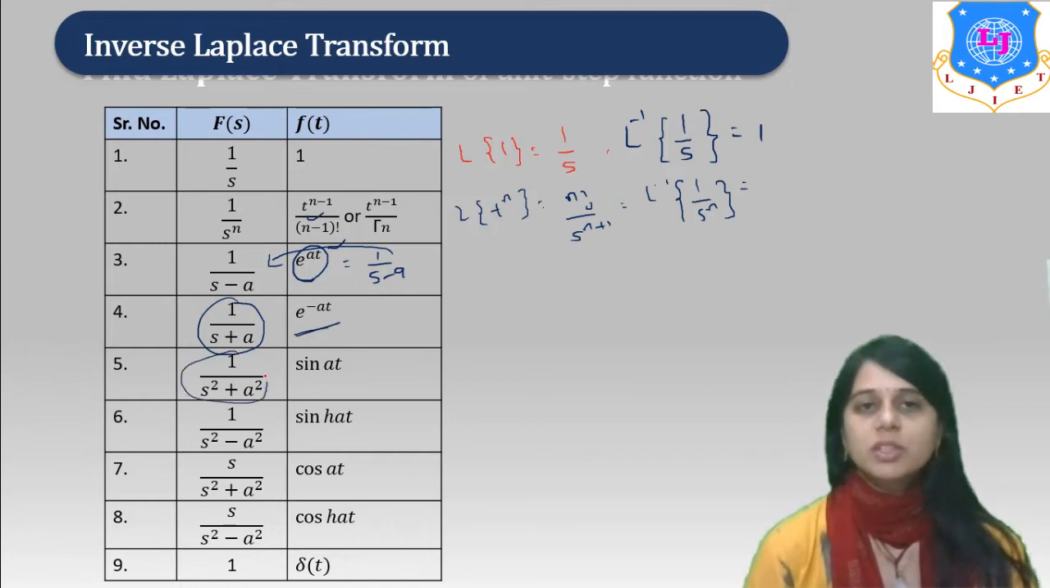Inverse of 1 upon s square plus a square is sin at into 1 upon a. Inverse of 1 upon s square minus a square is 1 upon a sin hyperbolic at. S upon s square plus a square is cos at, and s upon s square minus a square is cos hyperbolic at, and inverse of 1 is delta t.